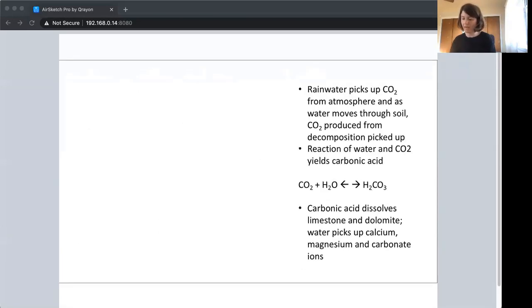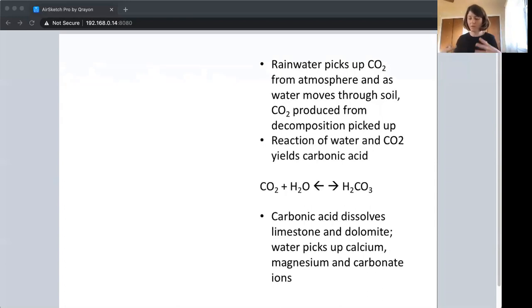And so the idea here is that rainwater, when you do have rain, is picking up CO2 from the atmosphere. As that moves through soil, CO2 produced from decomposition is also adding to the CO2 concentrations. And the reaction of water and CO2 is also yielding more carbonic acid. And these will further dissolve the limestone and, for example, dolomite, other carbonate-containing minerals that, as they dissolve, will release those carbonates, those bicarbonates, and pick up calcium and magnesium ions as well, okay?